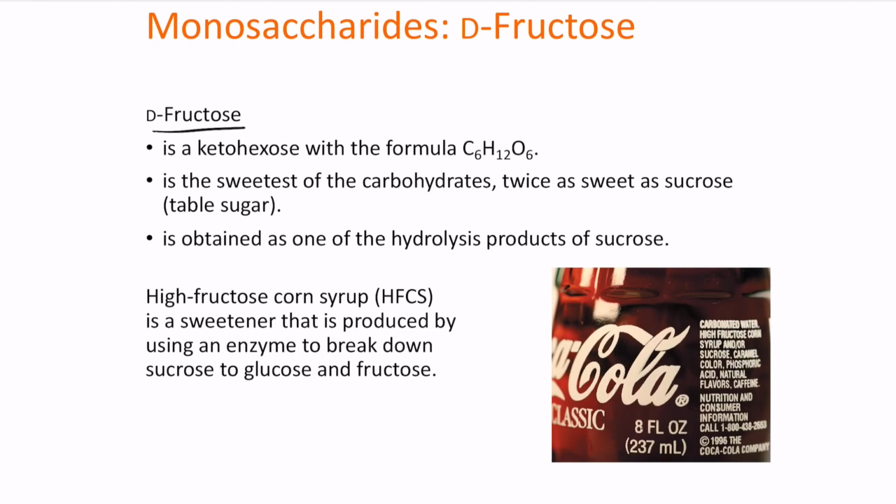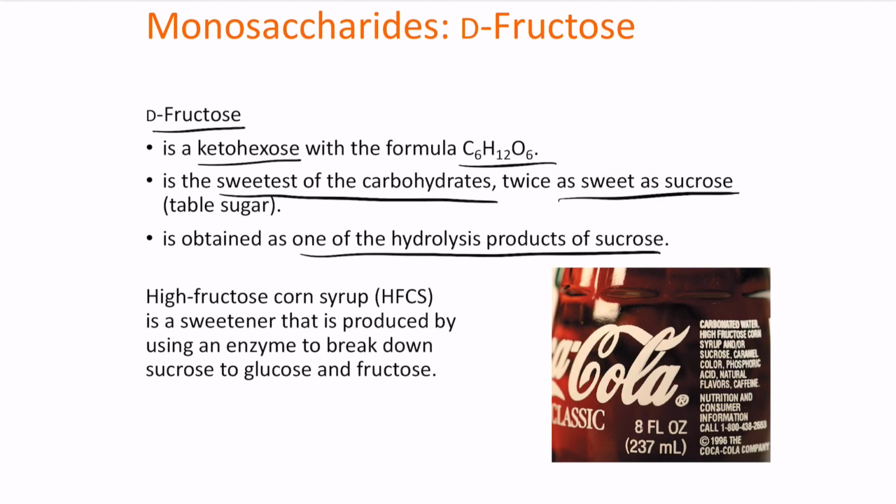Next one is D-fructose. D-fructose is a ketohexose with the formula C6H12O6, and it is the sweetest of all the sugars. It is twice as sweet as sucrose, the table sugar, and it is mostly obtained as one of the hydrolysis products of sucrose.